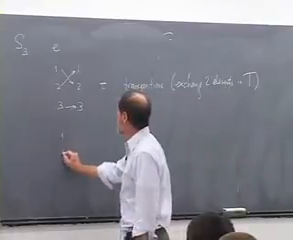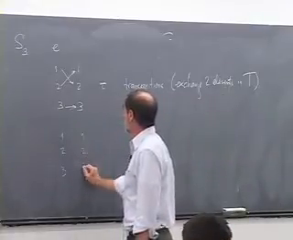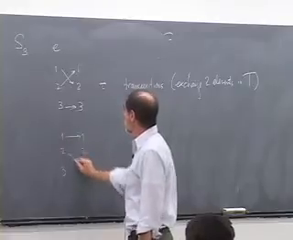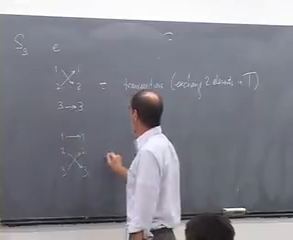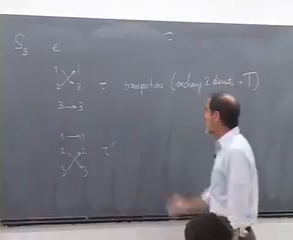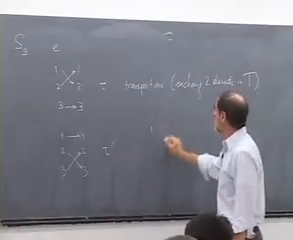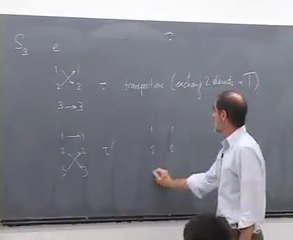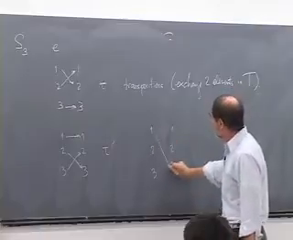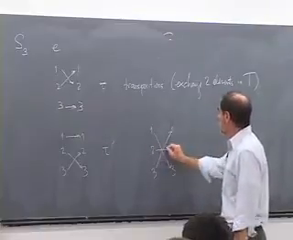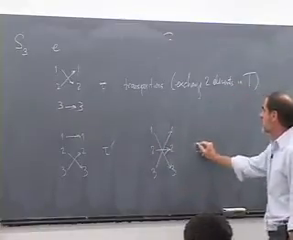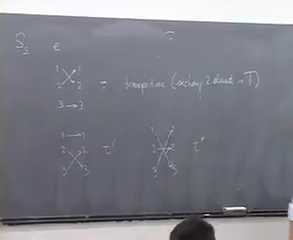I'll write them down. So we could fix 1 and switch 2 and 3. Let's call that one tau prime. Or we could exchange 1 and 3 and fix 2. Those are all three different. I could call that tau double prime.